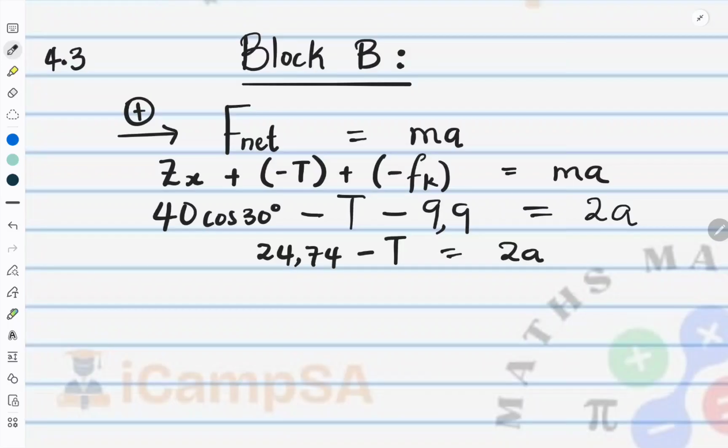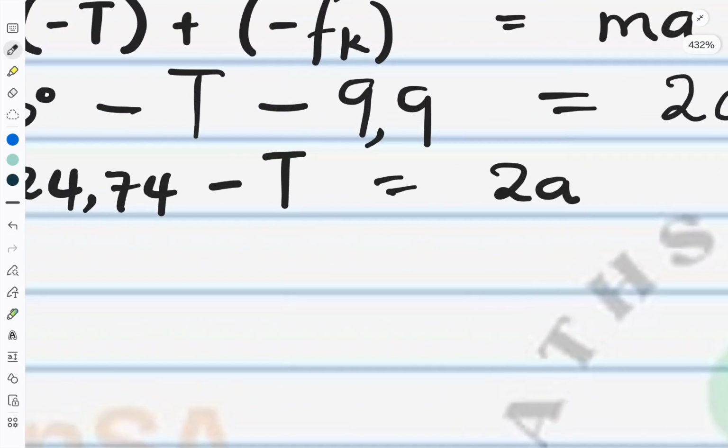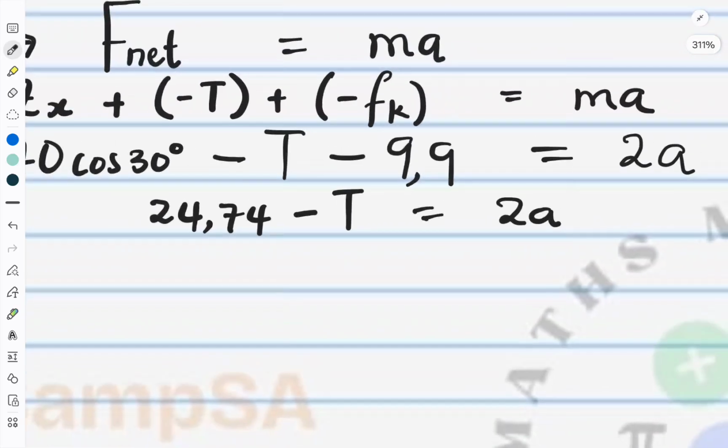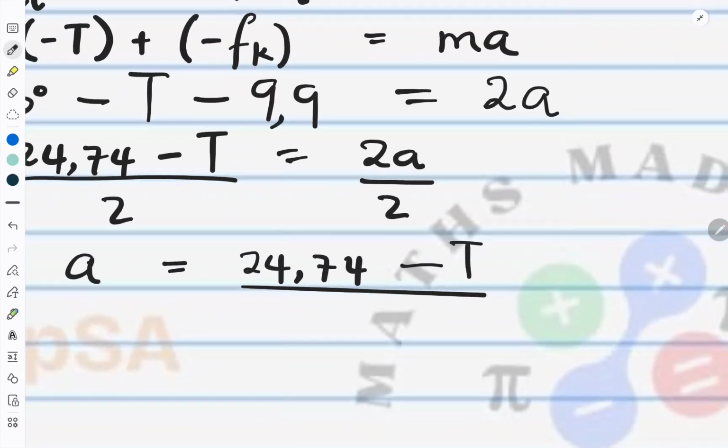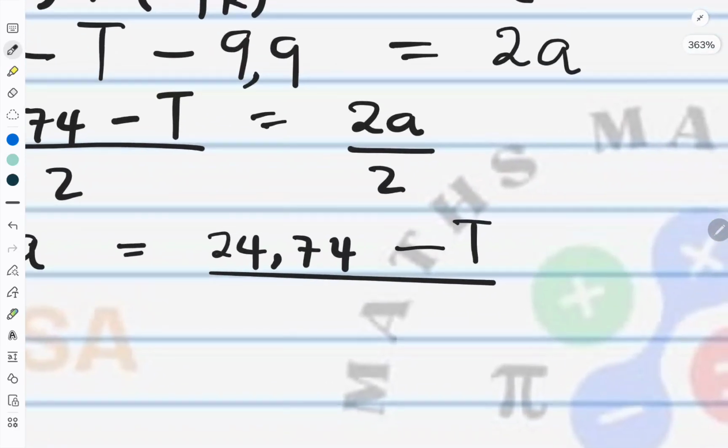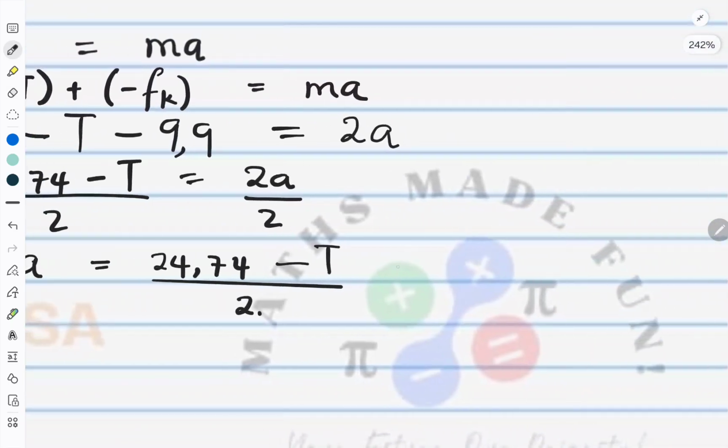Okay, so you can either choose to make this equation 1 from this point, but when you get to the point where you have to solve for T, you'll have to do some serious manipulation there. So what I usually prefer is just make the one that you don't want to solve for a subject. So meaning for me, I would divide by 2 and divide by 2 this side, and then I would say A is 24.74 minus T, all this over 2. So I can call this my equation 1.